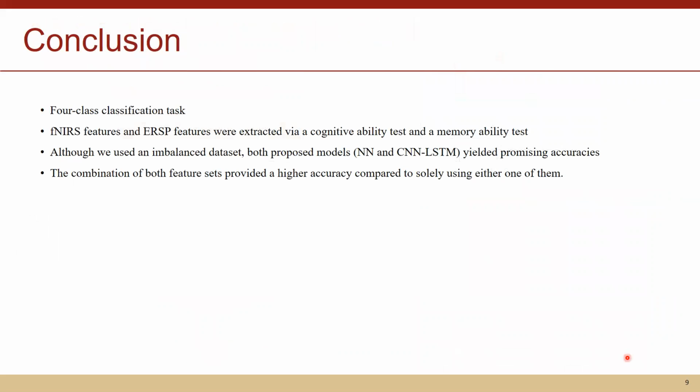So those lead to the conclusion. In this paper, we do the four-class classification, and the fNIRS features and ERSP features from the EEG were extracted via the cognitive ability test and the memory ability test. Although we use an imbalanced dataset, both proposed models, the neural network and CNN-LSTM, provide promising accuracies. So the combination of both features gives us a higher accuracy compared to using only either one of them.